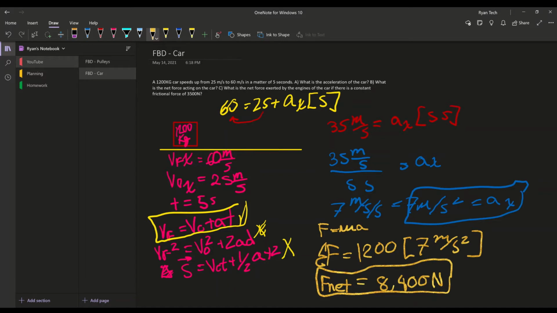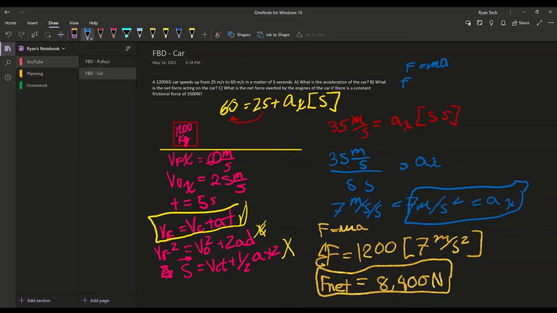Now let's see what part C wants. Part C is asking for the same thing, the net force, except they're applying a frictional force. I encourage you to pause this video and try part C. Now, how do we approach it? We approach it the same way. We use Newton's second law of motion, F is equal to ma.